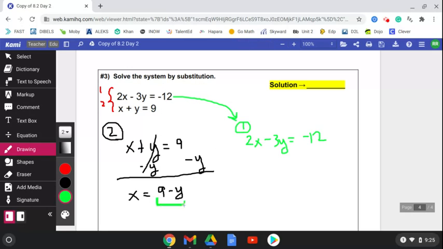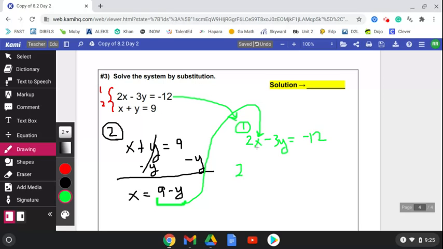I'm taking what x is equal to, 9 minus y, and I'm plugging that into the first equation. Okay, so I have 2x minus 3 times y, and I'm not plugging this in for y, I'm plugging this in for x. Remember, this is x equals 9 minus y. So I'm taking this and plugging in for x. So be careful there. I almost made a mistake.